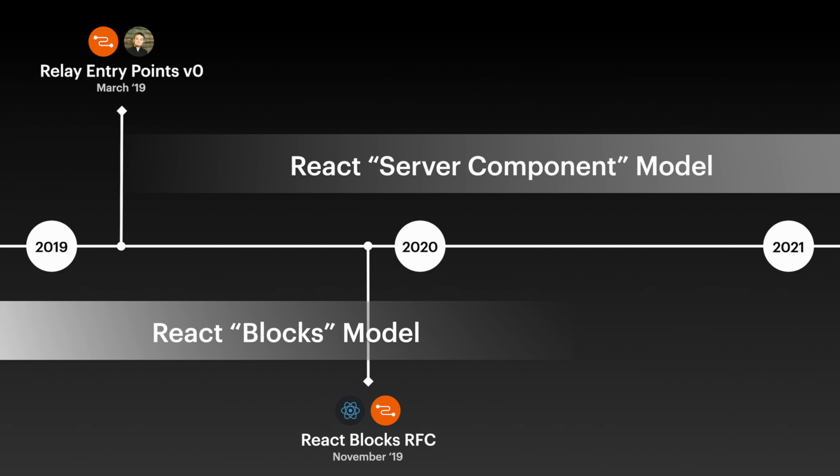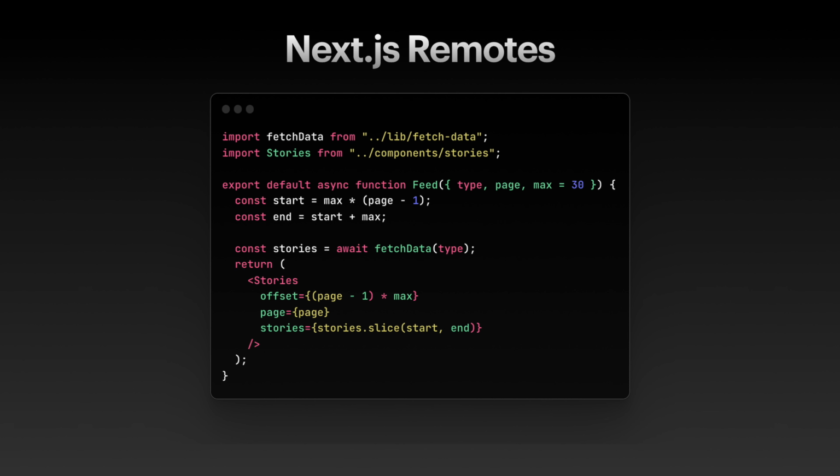By July, however, I had joined the Google Chrome Aurora team and was working on improving data fetching in Next.js as part of an official collaboration between Vercel and Facebook. In October, I worked with Vercel to share another proposal with the React team, Next.js Remotes. Next.js Remotes refined the original Relay entry points design, introducing the concept of server-only components that fetch data using async and await and serialized a tree of client components.